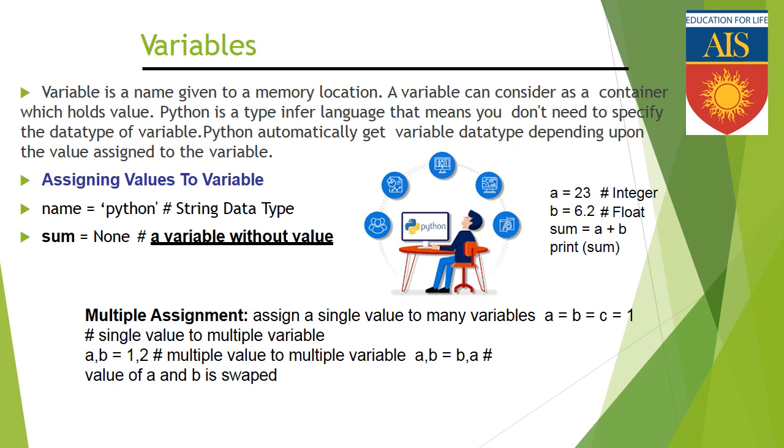Multiple assignment, which assigns a single value to many variables, like a equal b equal c equal 1, that means all the values of a, b and c will be 1. Multiple values to multiple variables: a comma b equal 1 comma 2. Likewise a comma b equal b comma a, and the values of a and b are swapped or interchanged.